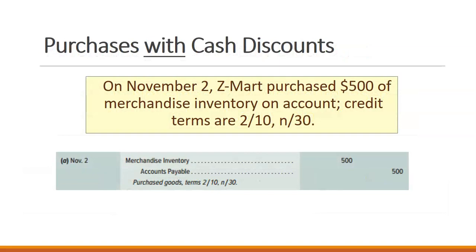So with a cash discount, it's the same thing, but instead of paying with cash, we have paid with accounts payable. We've received $500 of merchandise inventory. We've created our current asset of merchandise inventory by debiting it, and we credited accounts payable for $500 that we owe. So let's talk about those credit terms.